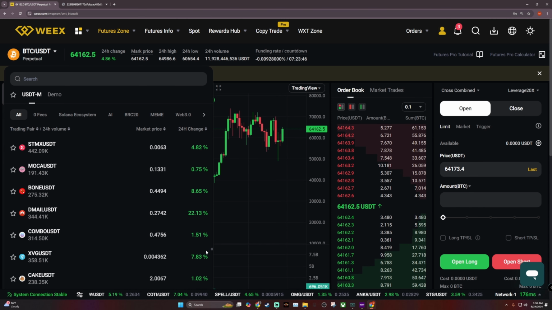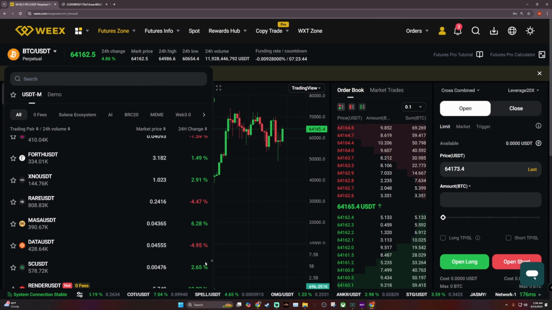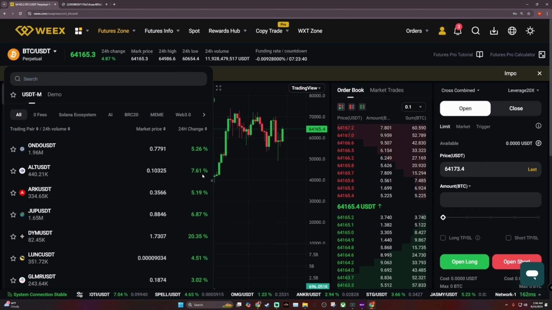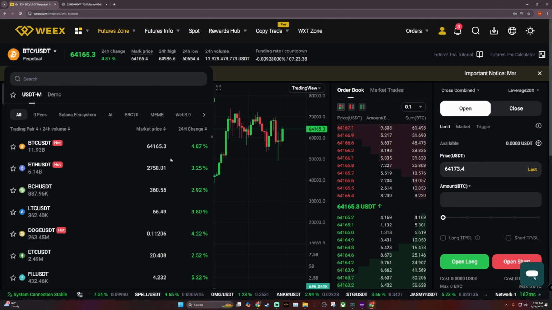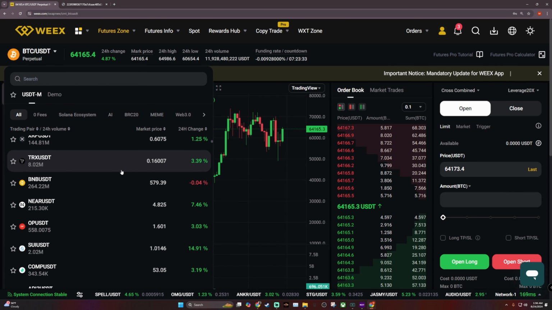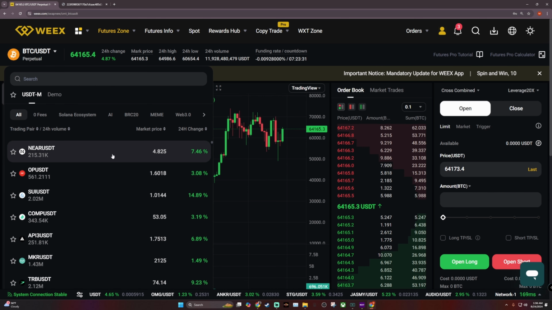Don't be afraid to practice with low amounts of money before you start getting more serious about this, because there are a lot of tokens, and most of you guys might only trade Bitcoin and Ethereum. Everything else is just a little bit more difficult and a little bit more volatile, so I want you guys to understand that before going in here.